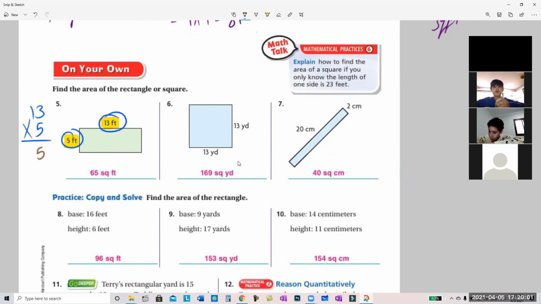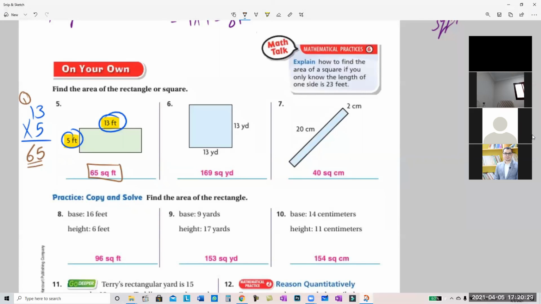We put 5 down and 1 up. Yeah, great. 5 multiplied by 1 equals 5. Then 5 plus 1 equals 6. The answer is 65. Okay, great. Thank you so much.